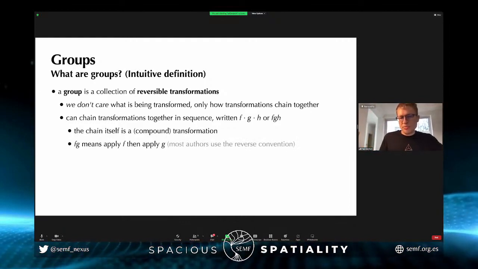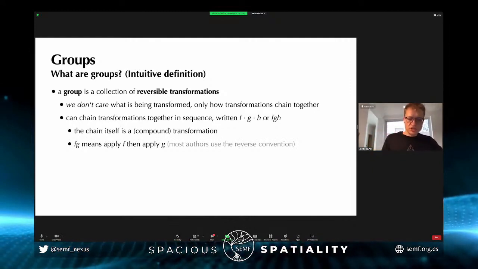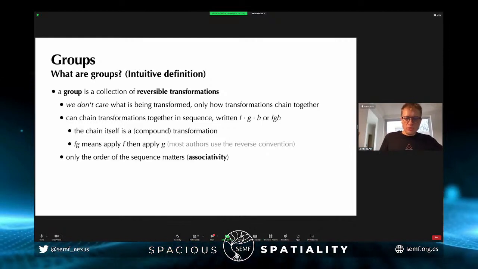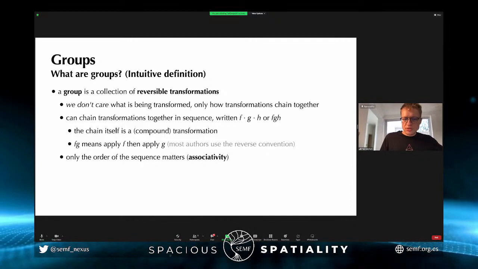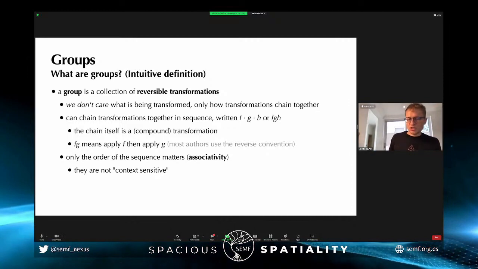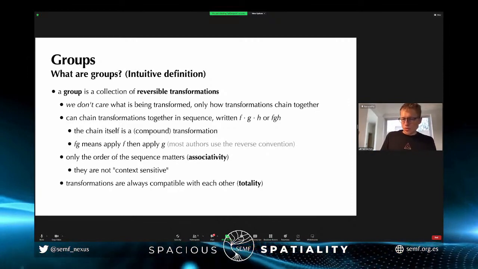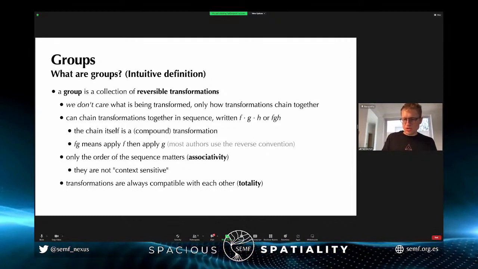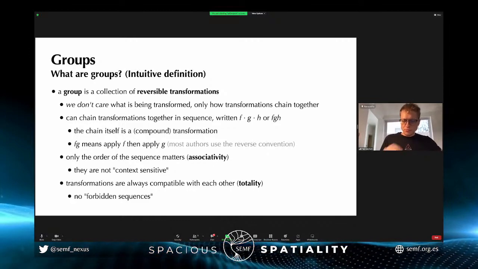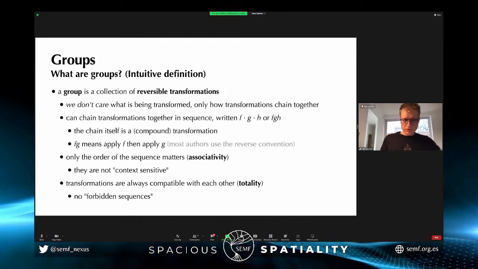The convention I'm going to use is that FG means that you first apply F and then apply G. It's the opposite of how most people do it, but it's more intuitive. Importantly, only the order of the sequence matters. Another way of saying that is that these transformations are not context sensitive. Transformations are also always compatible with each other. So you can never do two things that somehow conflict with each other. And if you've got a set of transformations that satisfies all these properties, then you have a group.